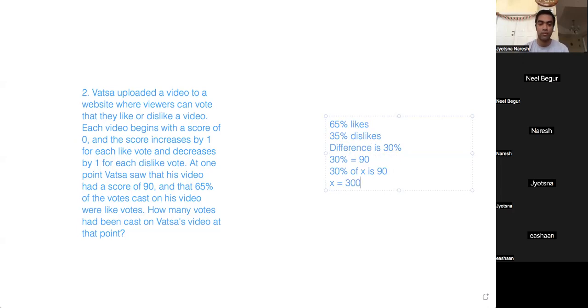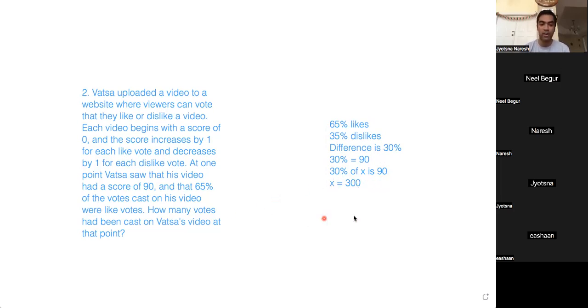Good. Yeah. So that's correct. And this problem is more straightforward. If 65% of the votes on the video were likes, that means 35% were dislikes. So the difference is 30%. Now we know that the score is basically the difference, the likes minus the dislikes. If that score is 90, then 30% of the total number of votes is 90. 30% of something is 90, so we can multiply by 10, divide by 3 for 100%. That gives us 300 as the total number of votes.